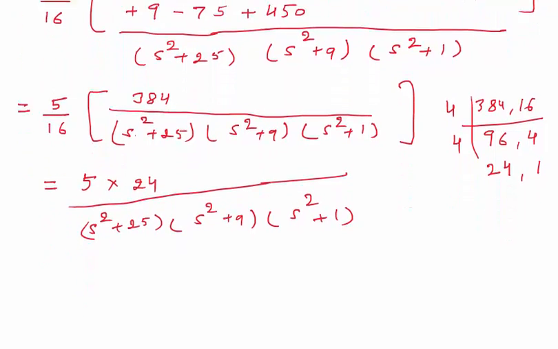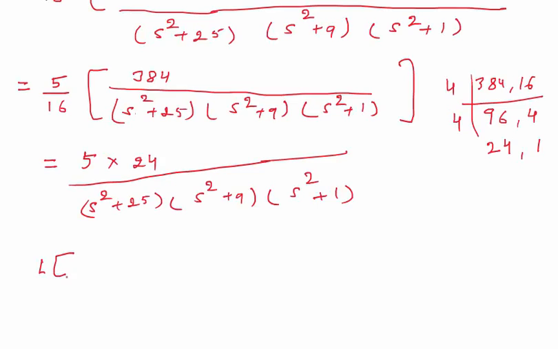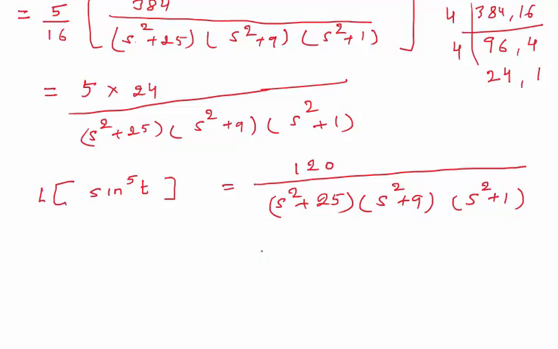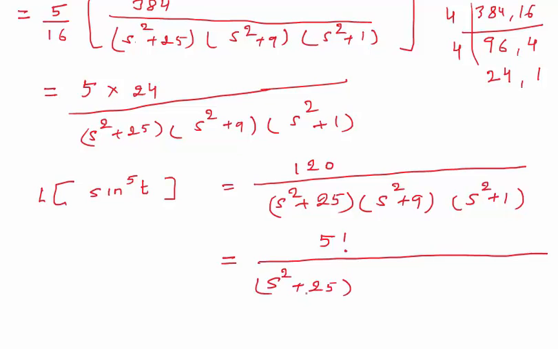So finally I will say that Laplace of sin power 5t is equal to 120 divided by s square plus 25 into s square plus 9 into s square plus 1. Now this 120 is nothing but the value of 5 factorial. So you can also write this as 5 factorial upon s square plus 25 into s square plus 9 into s square plus 1.